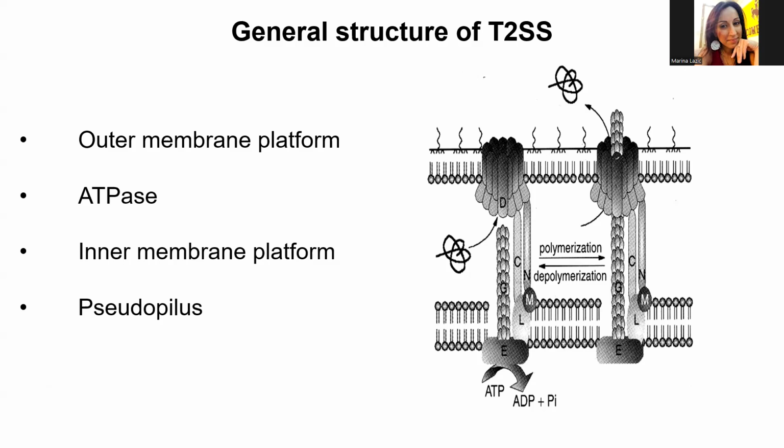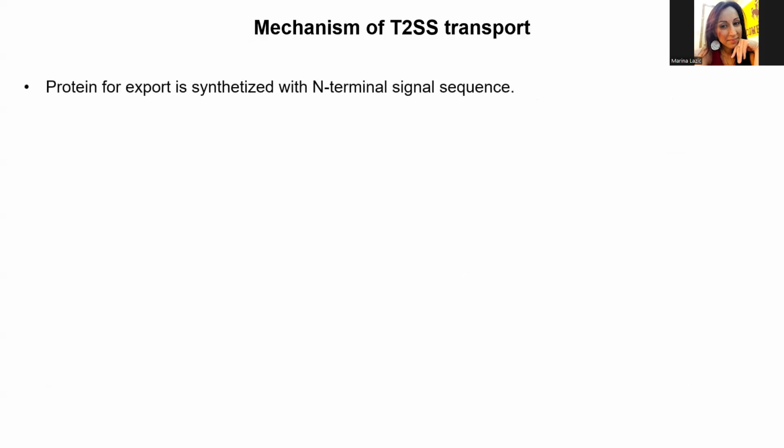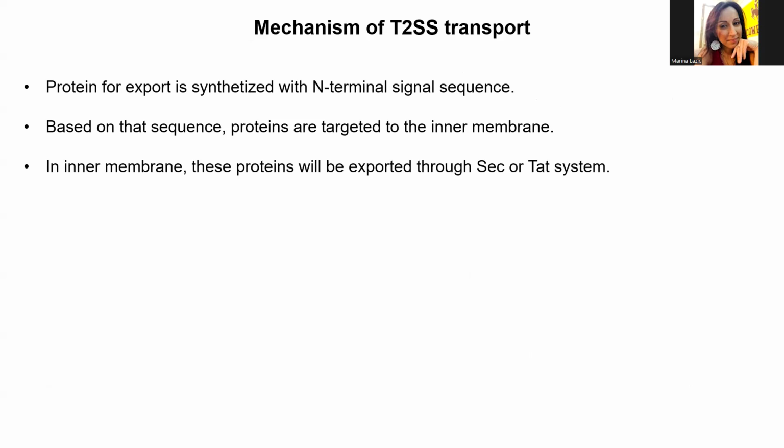Now, what's the mechanism of this transport? Again, different but similar. So stay with me. It's not easy, but you will get it. You synthesize a protein for export, so that has to have an N-terminal sequence. Based on that sequence, proteins are targeted through the inner membrane. Again, this N-terminal signal sequence is the one that will target the protein to be exported through the SEC or TAT system.